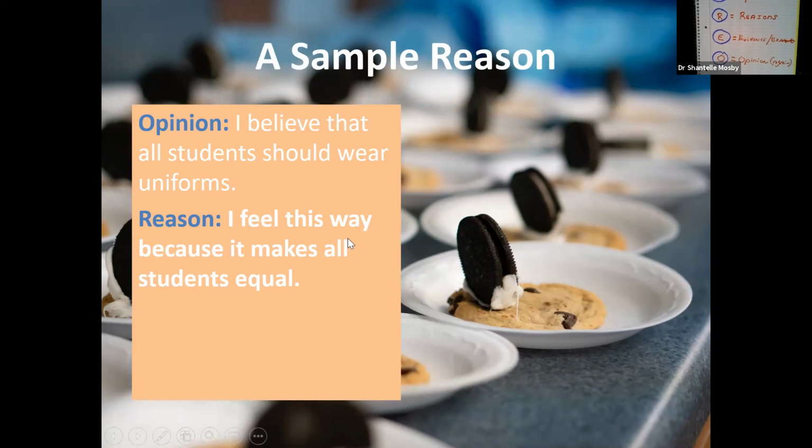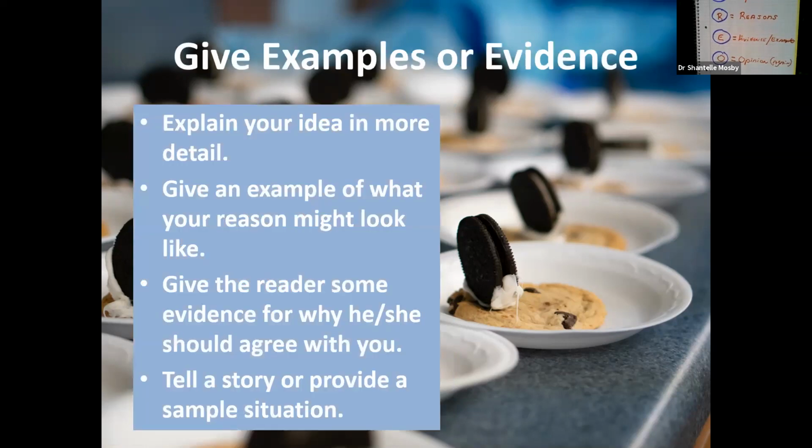Now we're on to the E for evidence for examples. Now, this part, you're going to explain your idea in more detail. Remember before we talked about supporting sentences, all right? So you're going to give an example of what your reason might look like. You're going to give the reader some evidence for why he or she should agree with you. And you're going to tell a story or provide a sample situation. Easy enough?